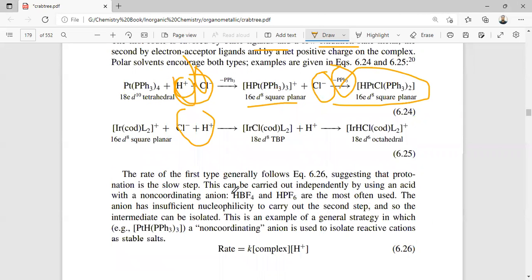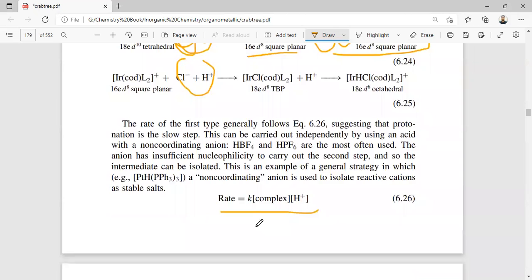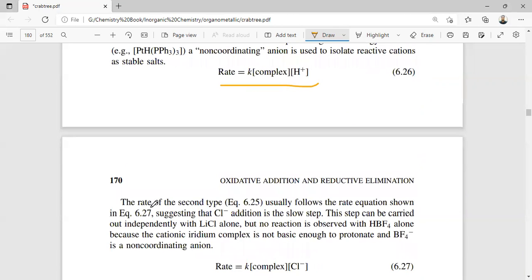The rate of the first step typically follows this equation, showing the dependence on protonation in the slow step. This can be carried out independently by using an acid with a non-coordinating anion such as HBF4 or HPF6, which are most commonly used. The anion is insufficiently nucleophilic to carry out the second step, so the intermediate can be isolated. This is an example of a general strategy in which a non-coordinating anion is used to isolate reactive cations in a stable state. The rate of the second type usually follows this rate equation.